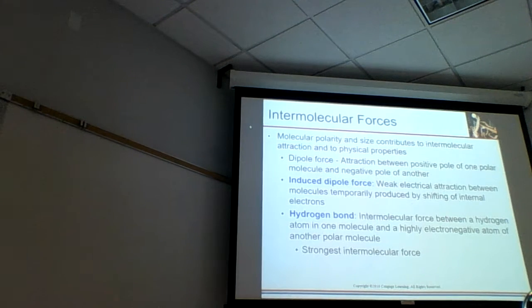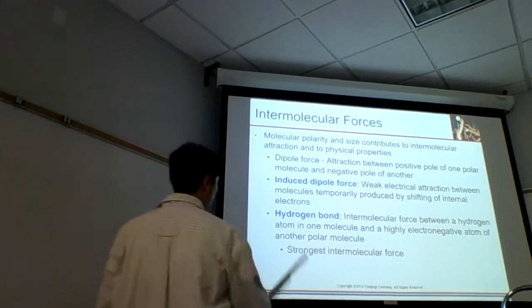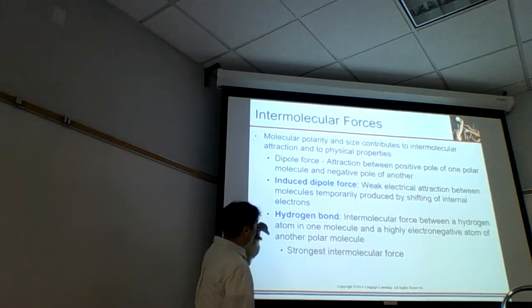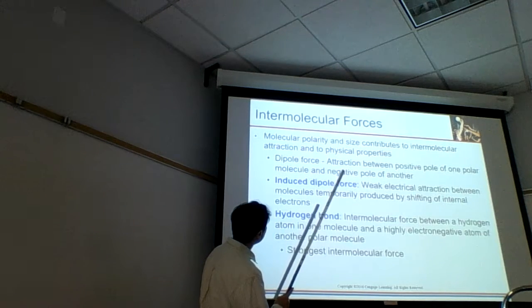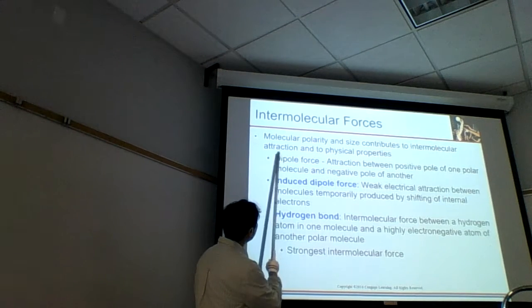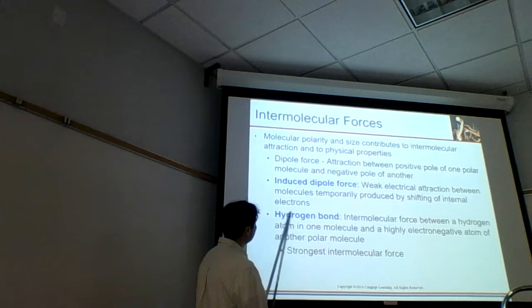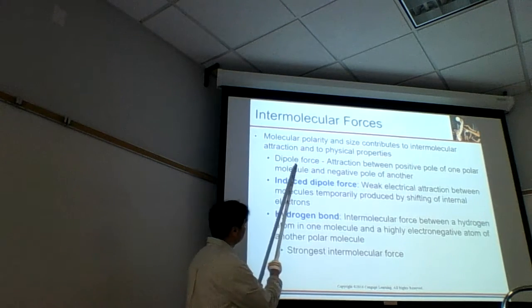Right, so we're going to name some. For example, the intermolecular forces in water are primarily what we call hydrogen bond forces. But there are three main types that you should know: dipole, induced dipole, and hydrogen bond. We'll start with dipole first. That's the easiest to see.